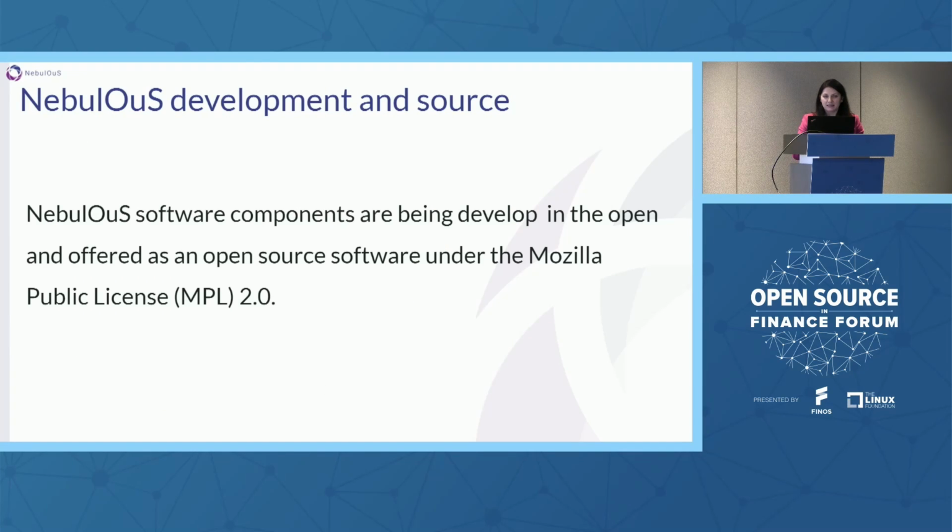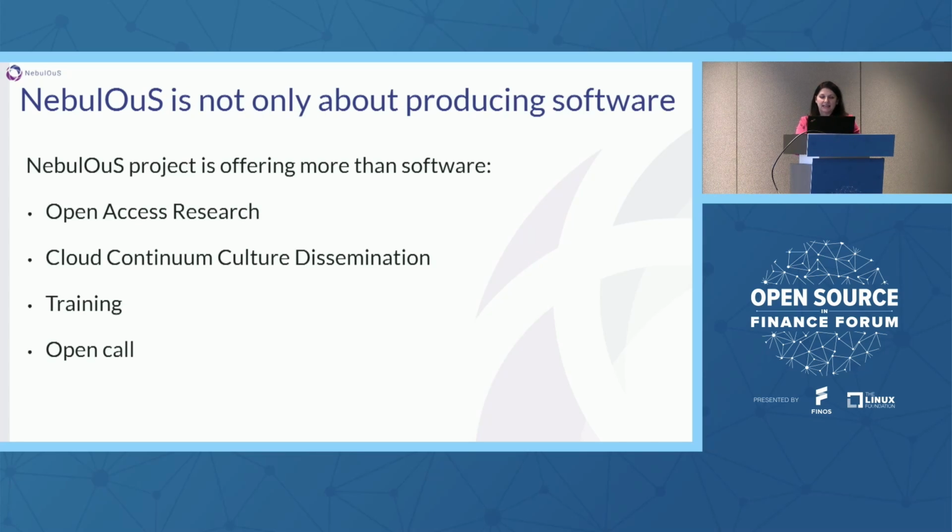Okay. So, development and sources. NebulOuS software components are being developed under the Mozilla Public License 2.0. And this is, of course, open source software, so we are inviting you to participate in developing. This is also not only producing software, this is open access research. This is Cloud Continuum culture dissemination, which is what I'm doing now. And this is also training for researchers.